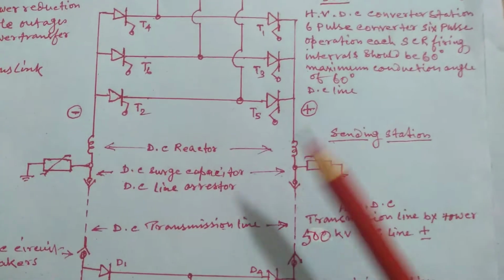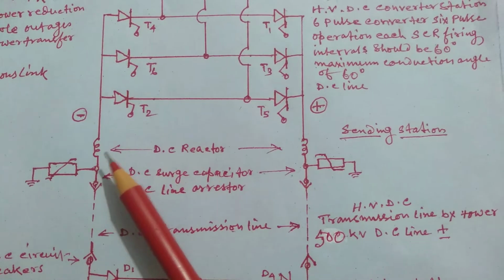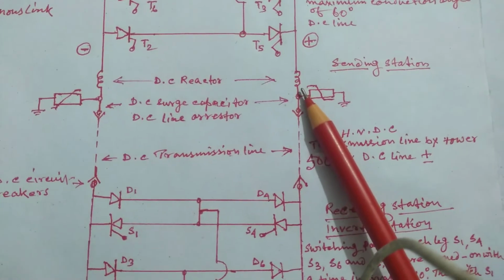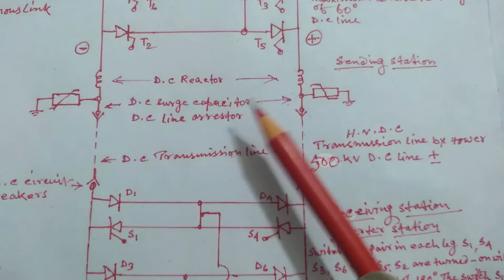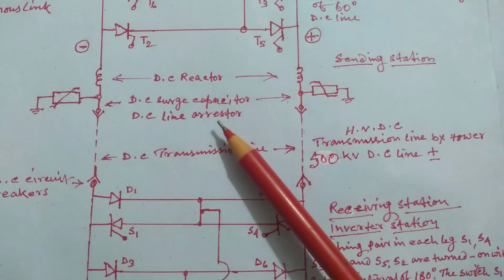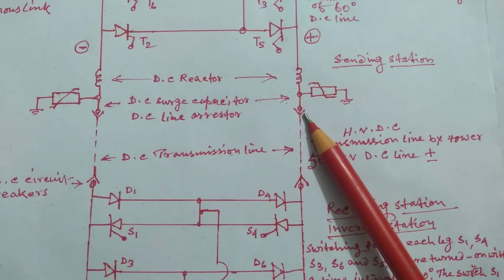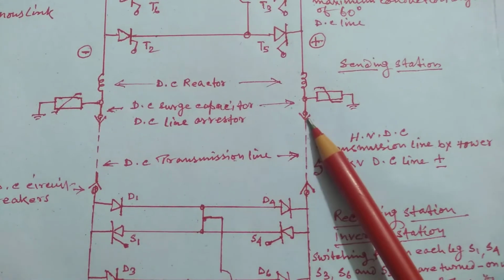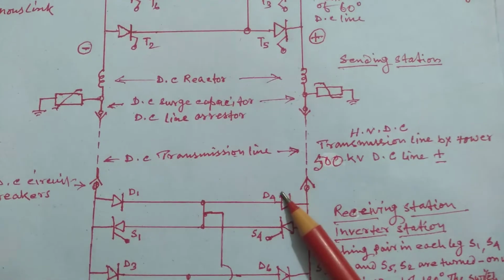This is the sending station. A DC reactor in series with our transmission line, and a DC surge capacitor with a DC line arrestor. This is our DC circuit breaker. The sending station sends to the transmission line.